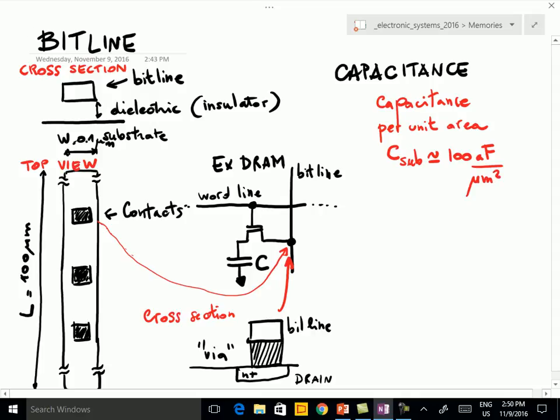So this atto prefix is written with an A and means 10 to the minus 18. Okay? A means 10 to the minus 18.